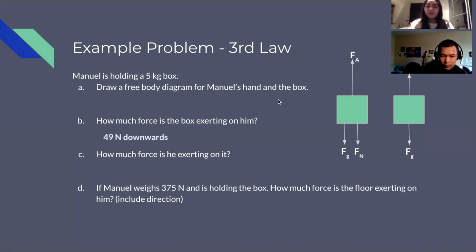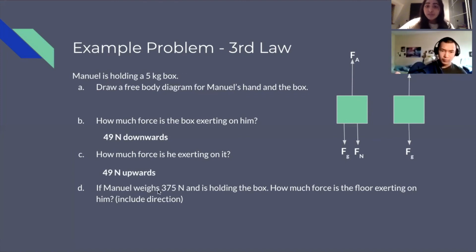So how much force is the box exerting on him? And that's just the gravitational force. If we look at this, the only force that's interacting between the box and Manuel, or on Manuel, caused by the box, is the gravitational force being pushed downwards. That's 5 times 9.8, which is approximately 49. And as per Newton's third law, the whole idea behind this is that if the box is exerting 49 newtons, then he should also be exerting 49 newtons. However, it's in the opposite direction, so it's upwards.